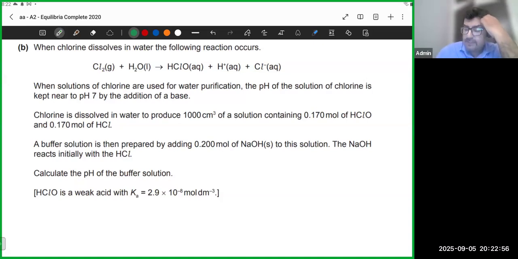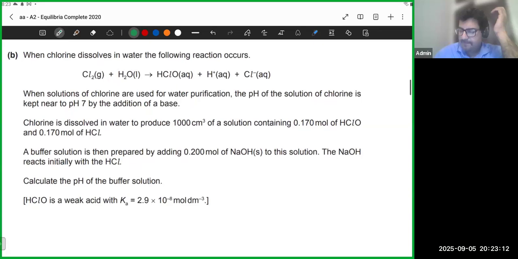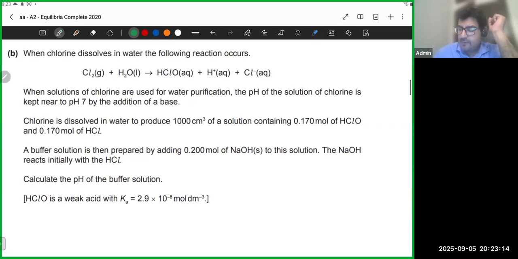So he's saying when solutions of chlorine are used for water purification, the pH of the solution of chlorine is kept near to pH 7 by the addition of a base. So anyways, they're kind of creating a buffer, right? Chlorine is dissolved in water to form a 100 cm³ solution containing 0.17 moles of HClO and 0.170 moles of HCl. I'm going to write down the moles: 0.170 moles of HClO.